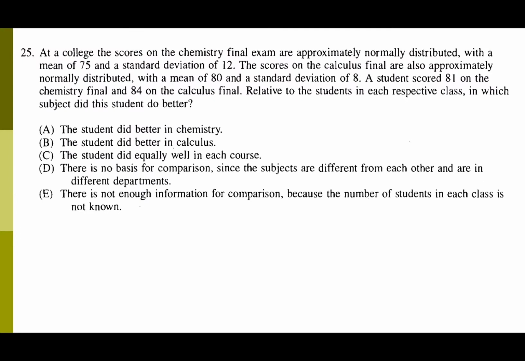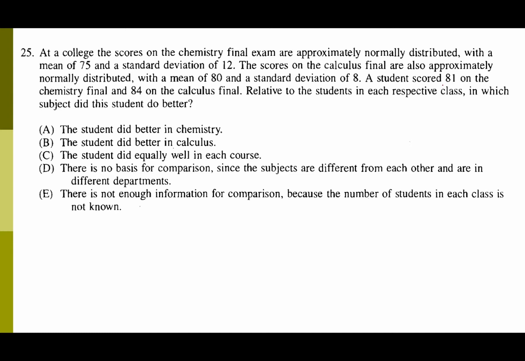So here's the type of problem that you would get on the AP exam. At a college, the scores on a chemistry final are approximately normally distributed with a mean of 75 and a standard deviation of 12. The calculus scores are also normally distributed with a mean of 80 and a standard deviation of 8. A student scored an 81 on chemistry and an 84 on calculus. Relative to the students in the class, which subject did they do better on?